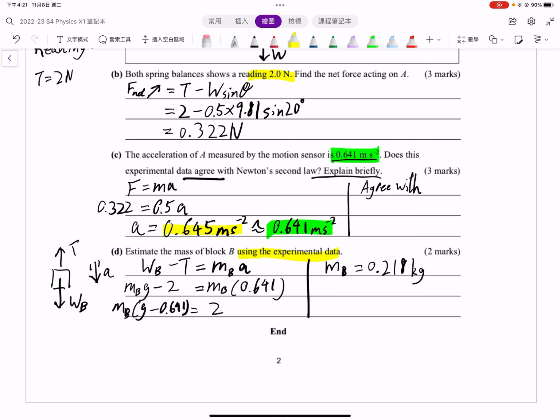Complex because it says that you have to use experimental data, but just be careful. It is not difficult. It is complex but not difficult.